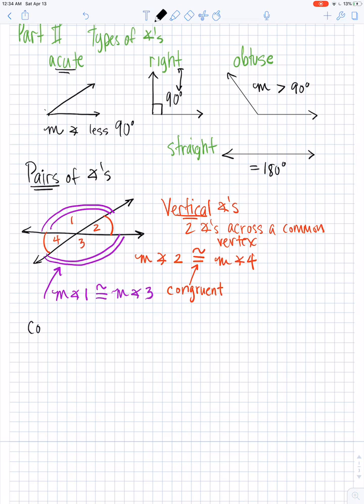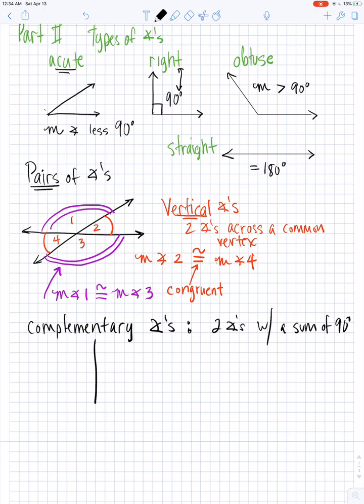We also have this idea of complementary. I'm just going to keep going. I know this video is getting a little bit long, but complementary angles would be two angles with a sum of 90 degrees. And they don't have to be adjacent, but typically when we look at complementary angles, we see them as being adjacent.